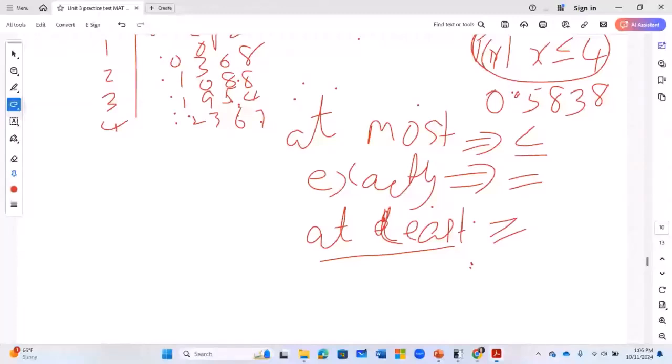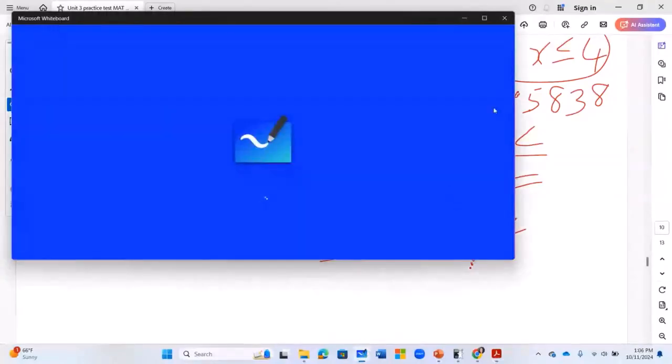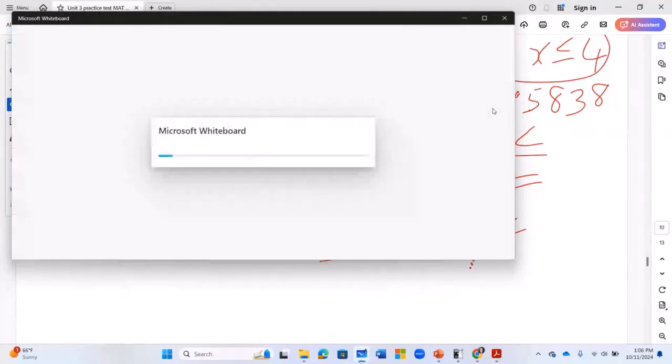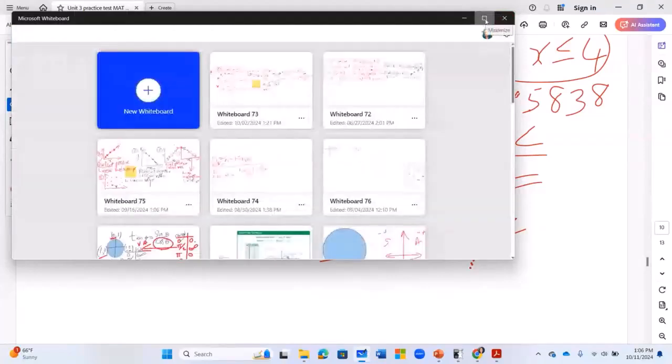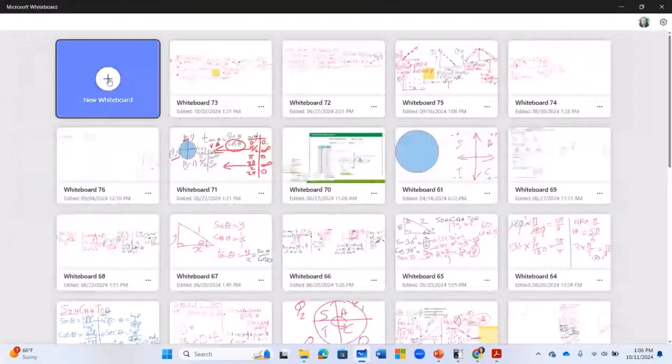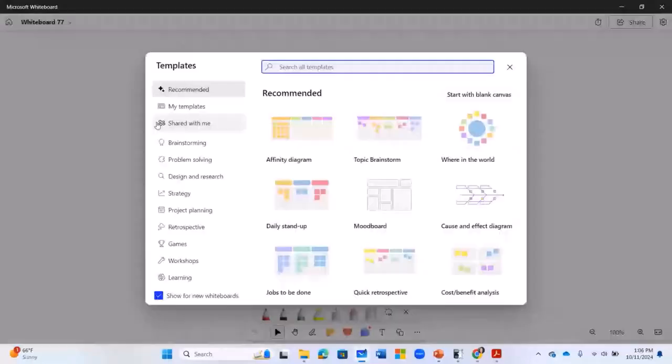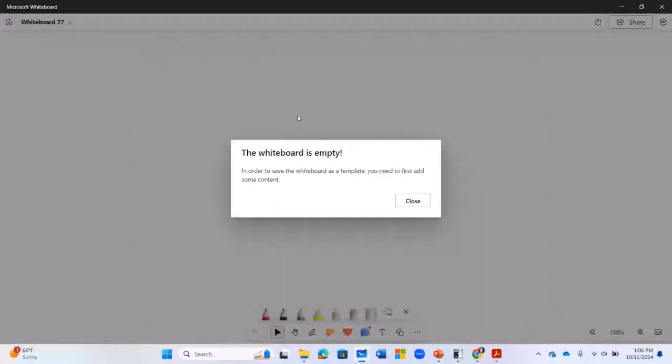I'm going to actually open my whiteboard. All right, so now I'm opening my whiteboard. Okay, that's my template. All right. Okay, so now I am going to use my whiteboard to do number 20.